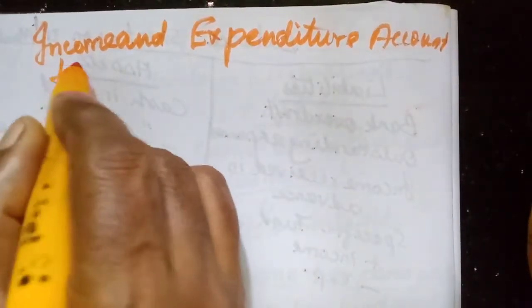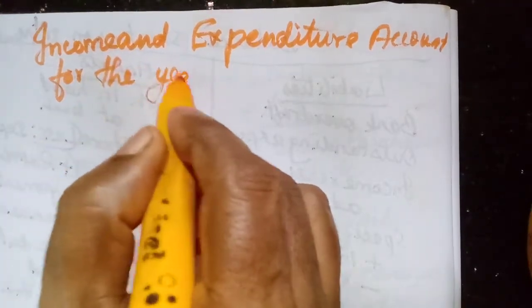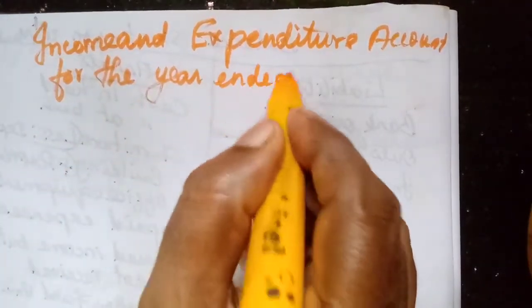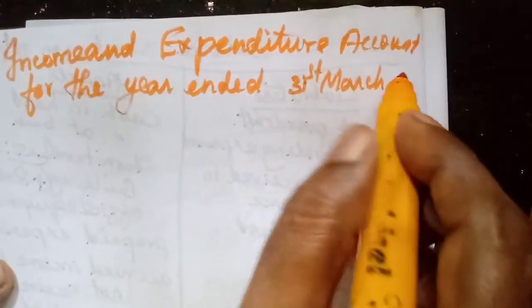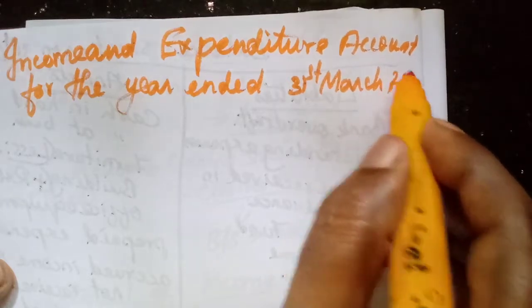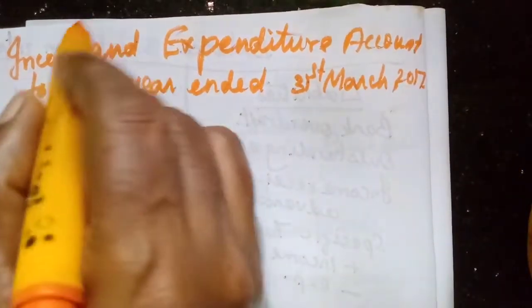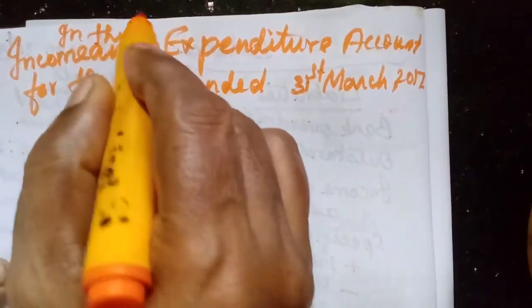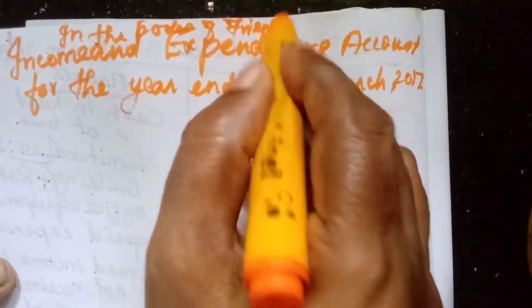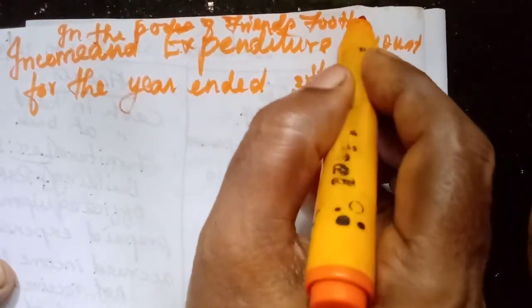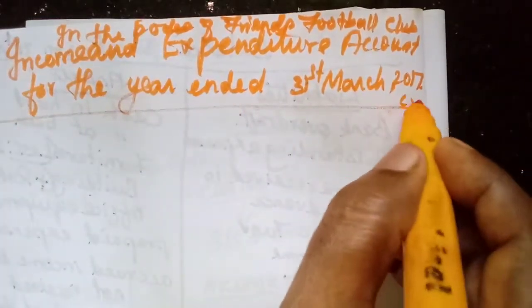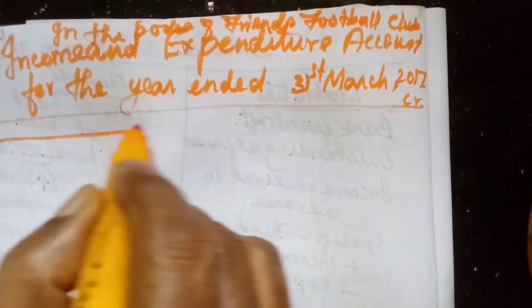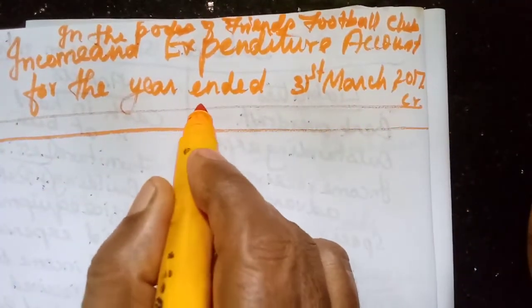For the year ended 31st March 2017, that will be given in the beginning of the problem. Then in the books of Friends Football Club also we need to write. You should use both the sides, debtor and creditor, then another line to write the particulars.